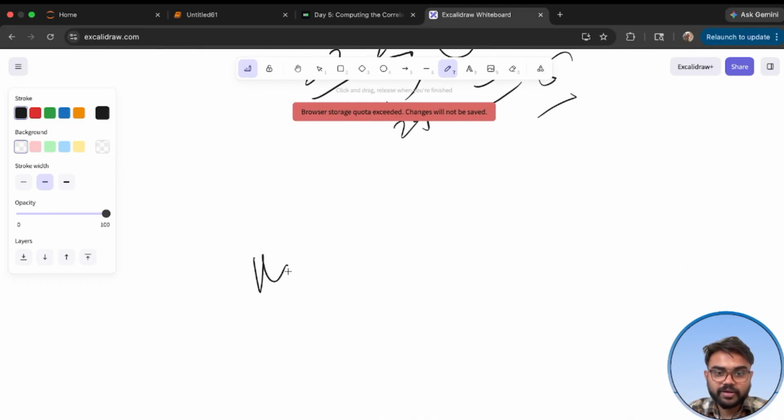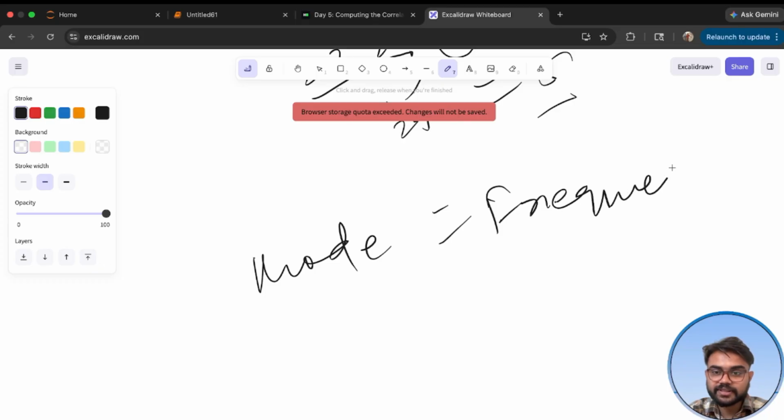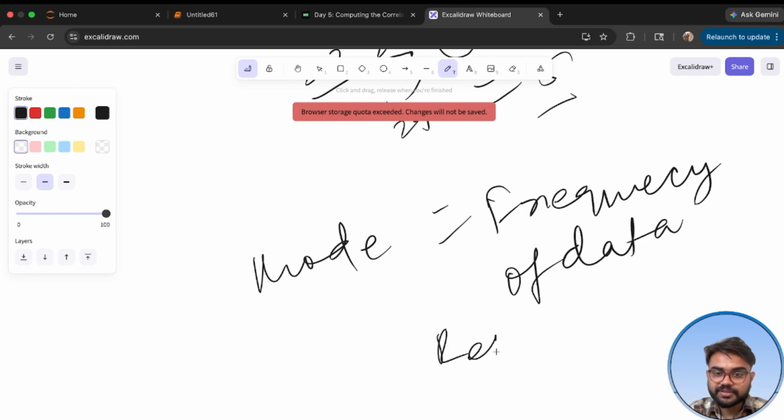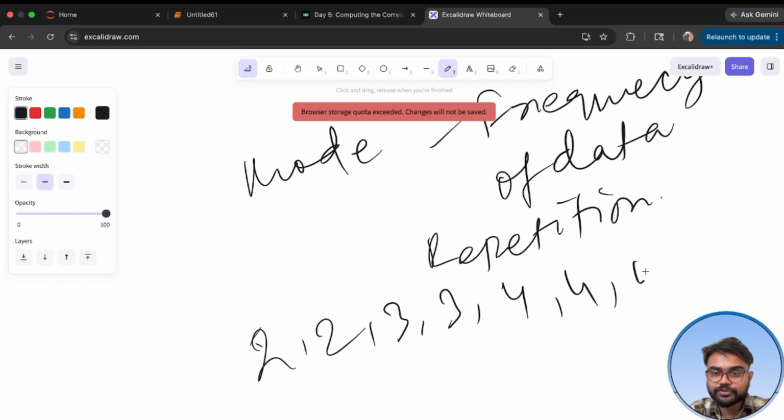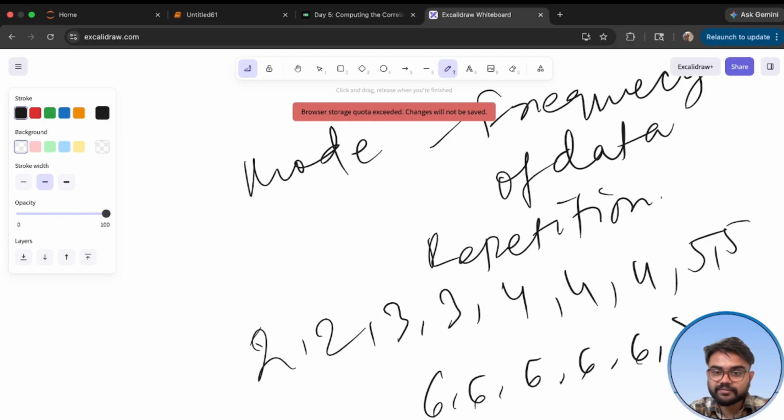Now what would be the mode here? Mode gives the repetition or frequency of data. What is repetition? Suppose you have data. Randomly I'm going to take any data: 2, 2, 3, 3, 4, 4, 4, 5, 5, 6, 6, 6, 6, 6, 7.